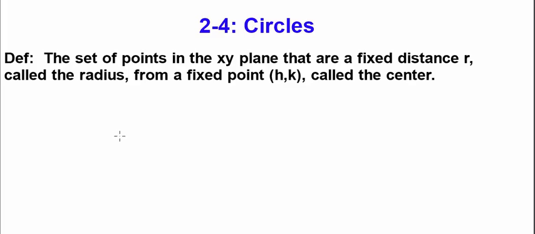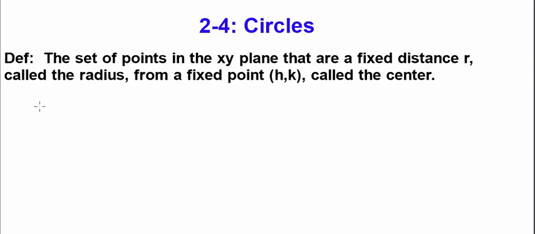Today we're going to talk about Chapter 2, Section 4, which is circles. The definition of a circle is the set of points, all points in the xy coordinate plane that are a fixed distance r. Fixed distance meaning that it's a constant distance, does not change, and this distance is a special distance called a radius from a fixed point h, k called the center.